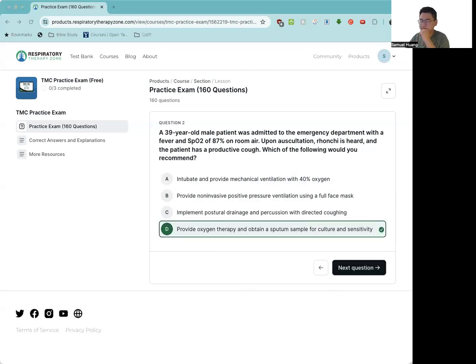All right, yeah. So neither intubation nor non-invasive ventilation should be started, I think. Probably start with nasal cannula first, then move on to those more invasive methods.